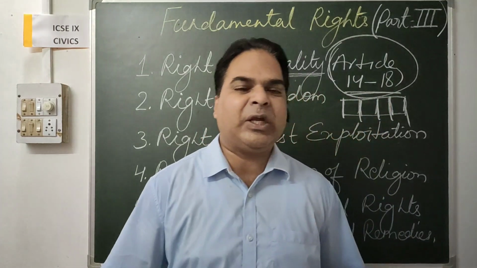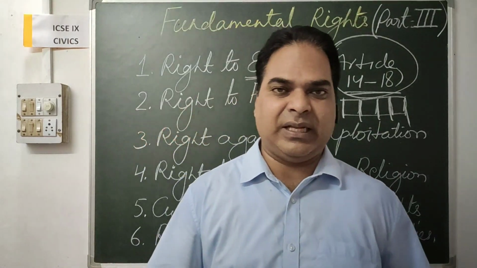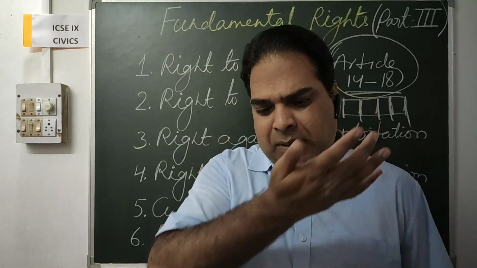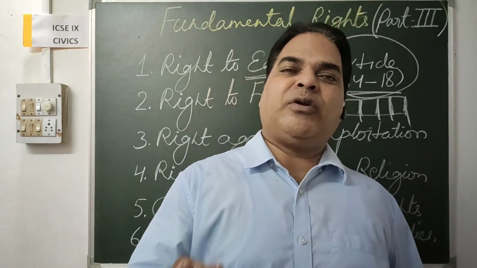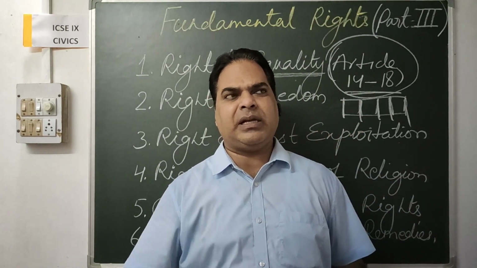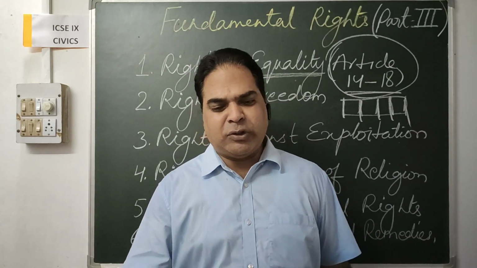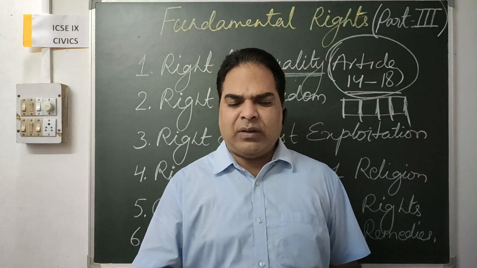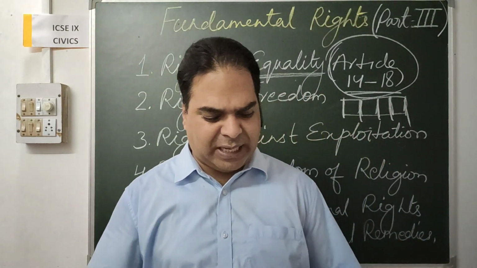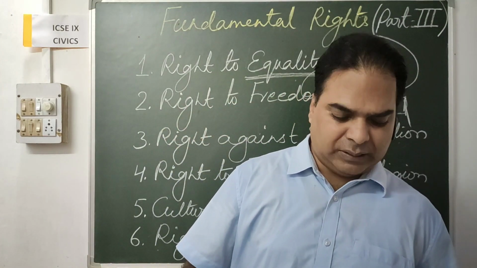Okay. Next one is equality of opportunity, which is mentioned in Article 16. Article 16. So equal opportunity must be given to everyone. Whether you pass or fail, that is a secondary question. But opportunity must be given to everyone without any discrimination. Just like I told you, no discrimination on the basis of caste, sex, religion, place of birth. Okay, cannot be done. Did you understand?